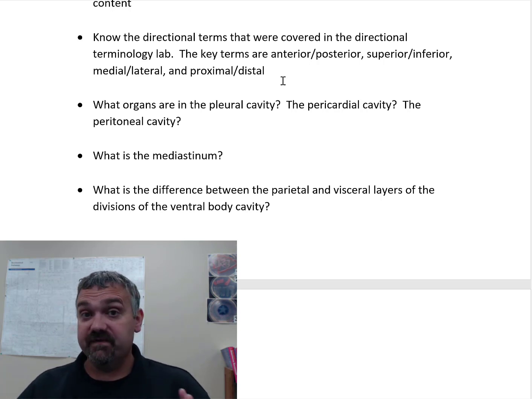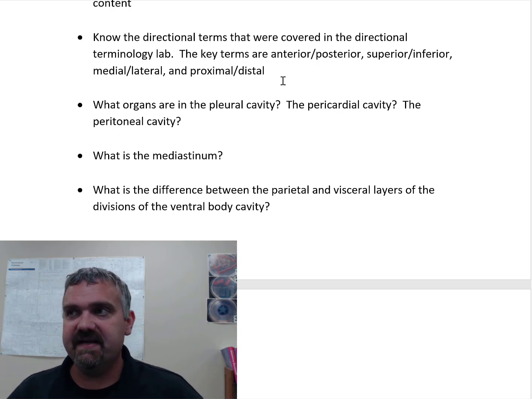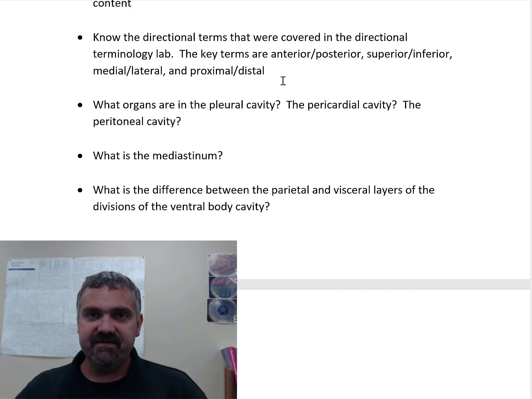So directional terms, first thing you have to note is they're a term that only makes sense in relation to something else. If I say that the elbow is inferior, inferior to what? So directional terms are always comparing two things. That's the first thing to note. And then you should know all of them. There are some that aren't used as often, like cranial and caudal.